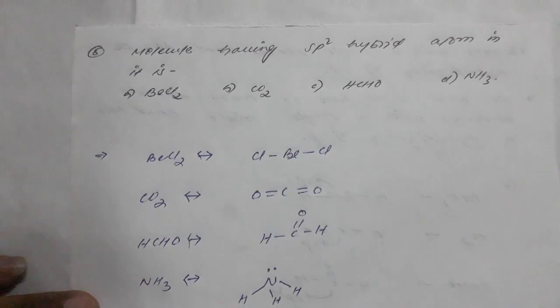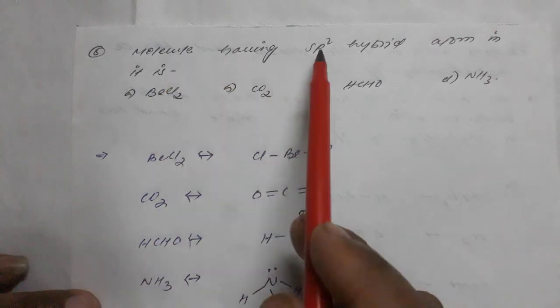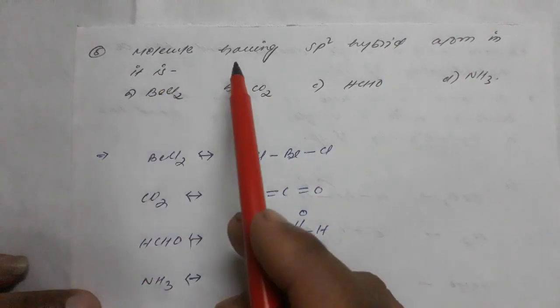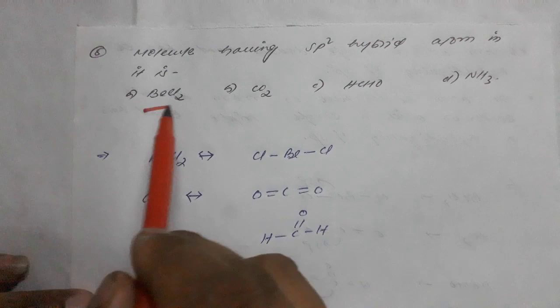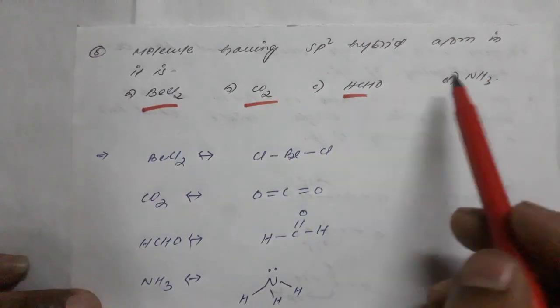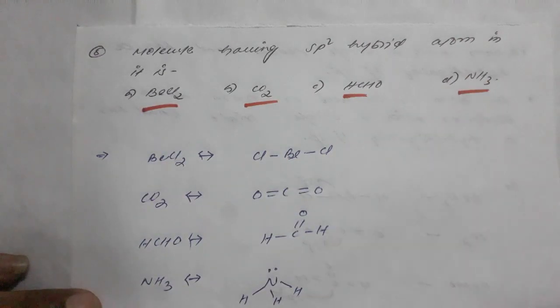Okay guys, another question, this is an interesting one. It says, molecule having sp2 hybrid atom. So BeCl2, CO2, HCHO, formaldehyde and NH3. In which case is the central atom sp2 hybridized?